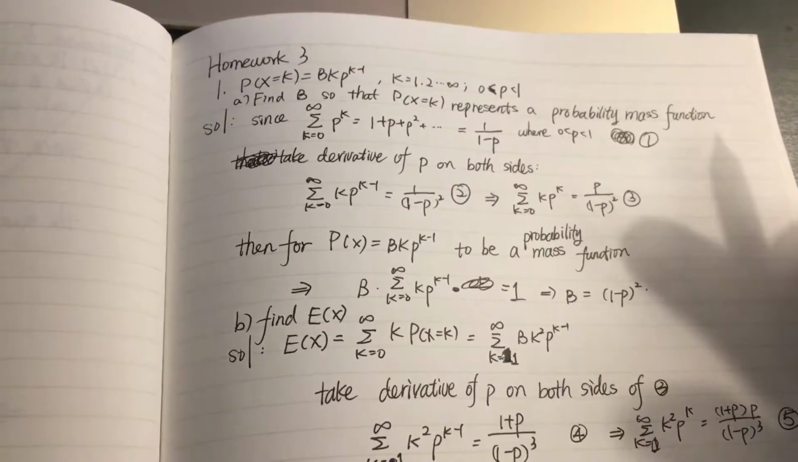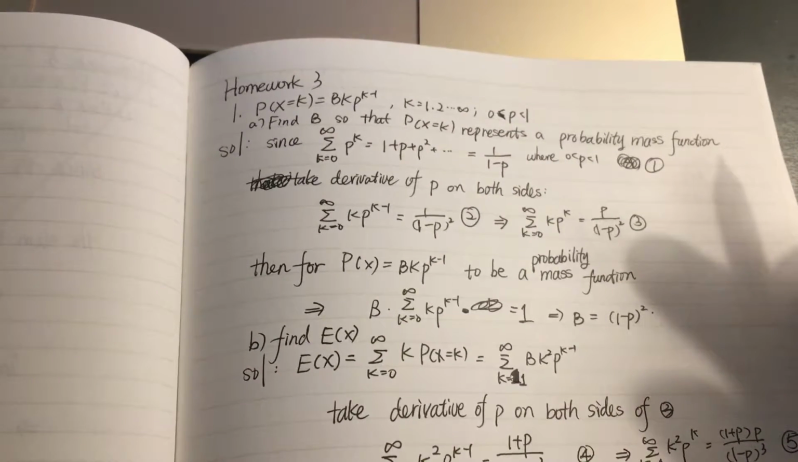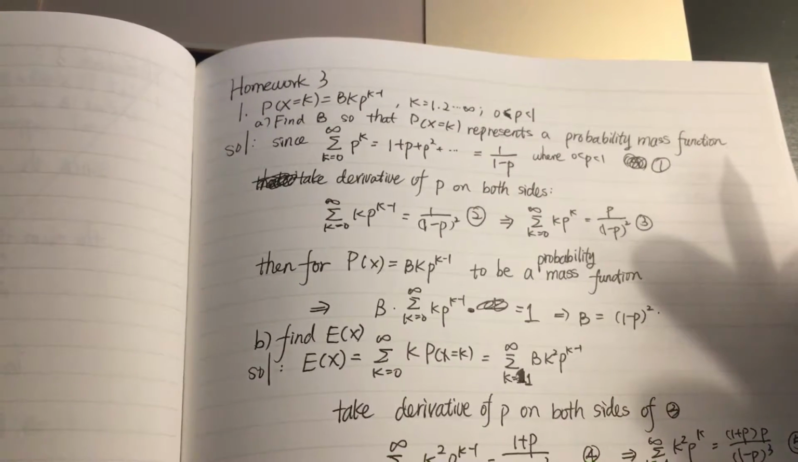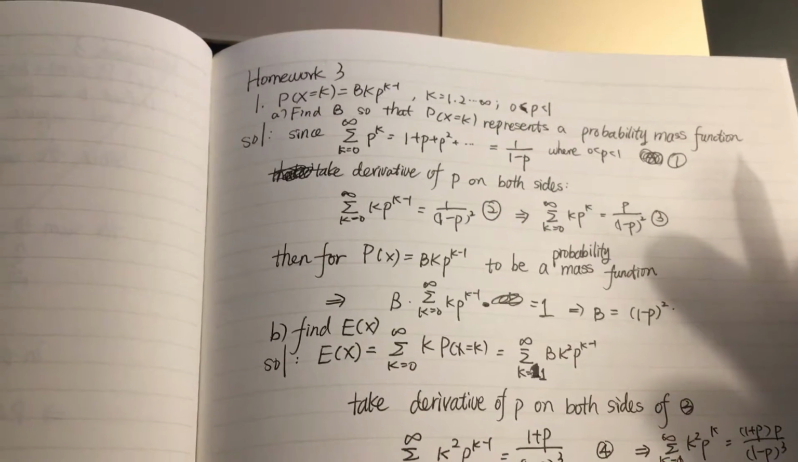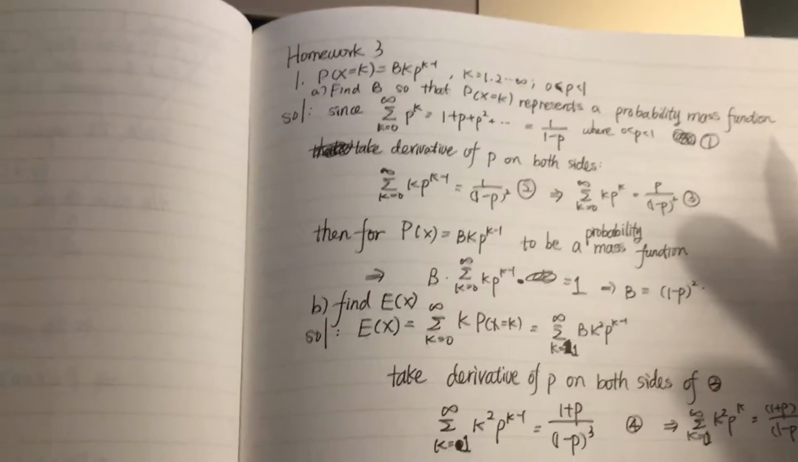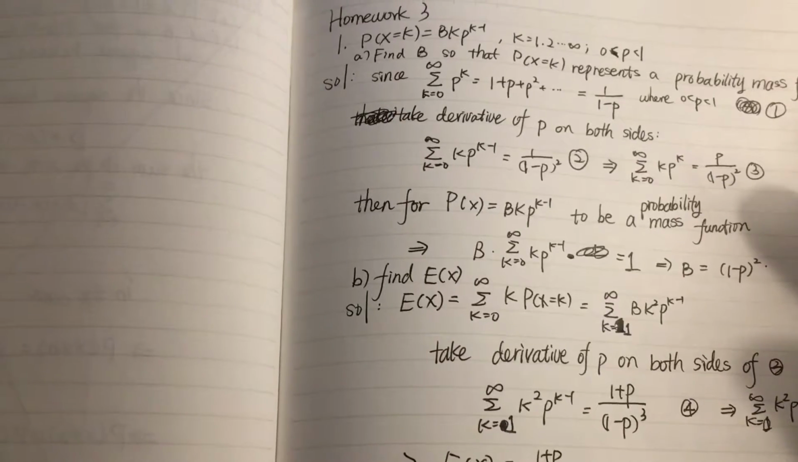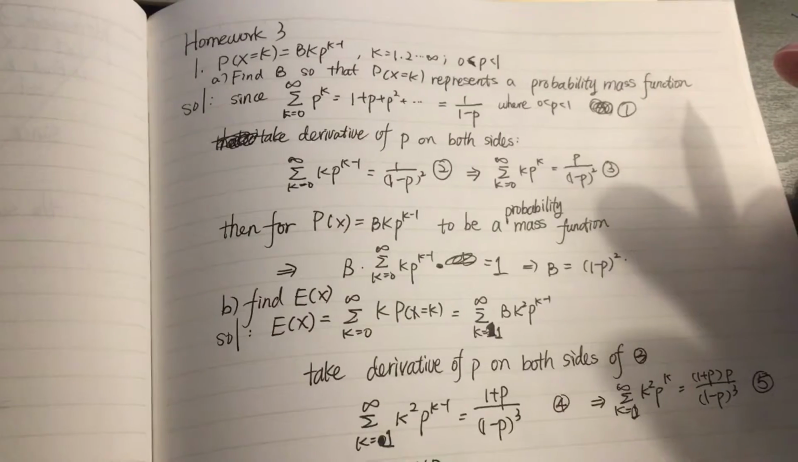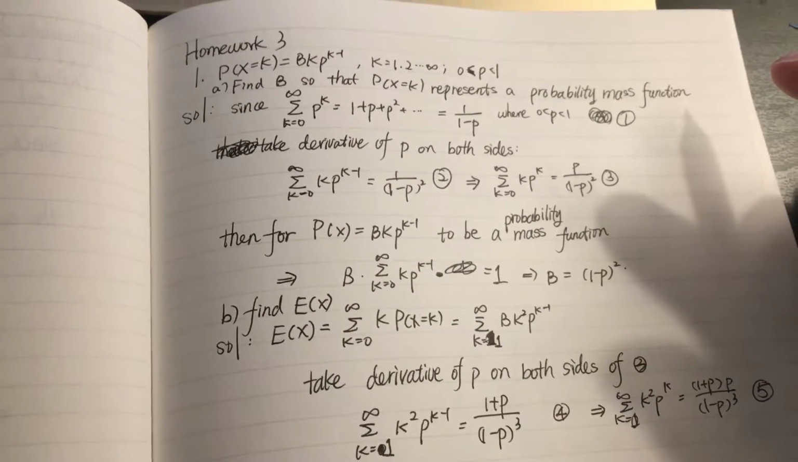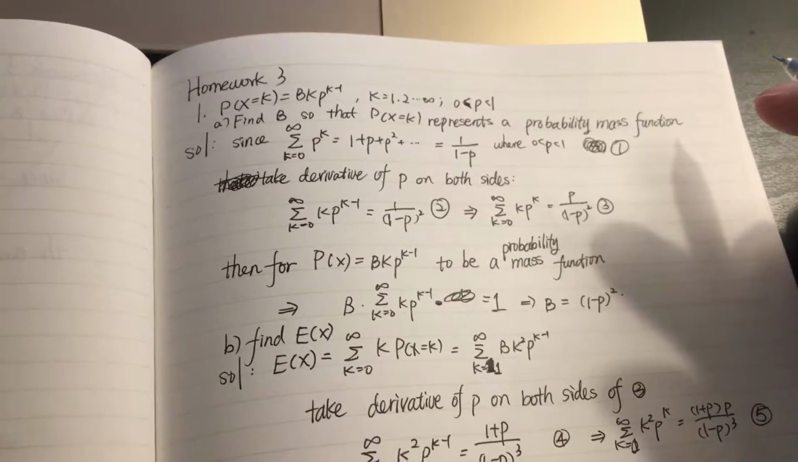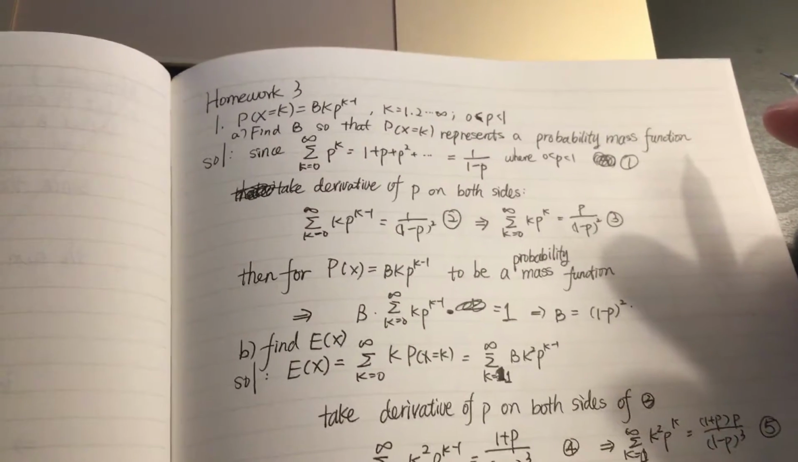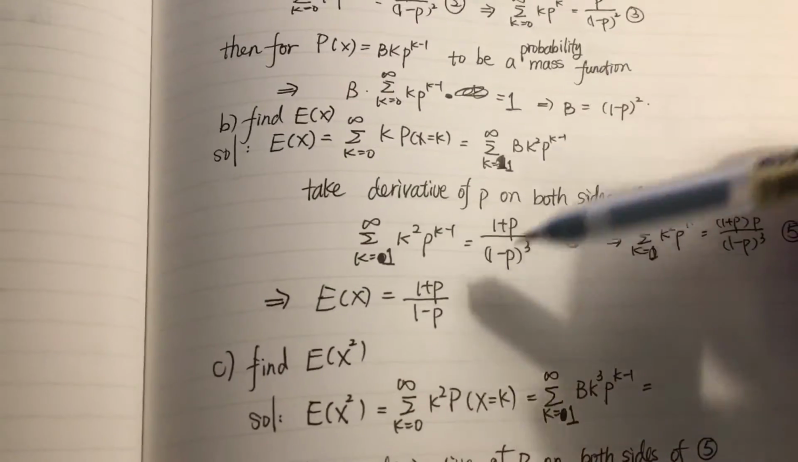The question setting is when P(X = k) equals b times k times p to the degree of k minus 1, where k is a discrete natural number and p is between 0 and 1. We are asked to find the b so that P(X = k) represents a probability mass function.